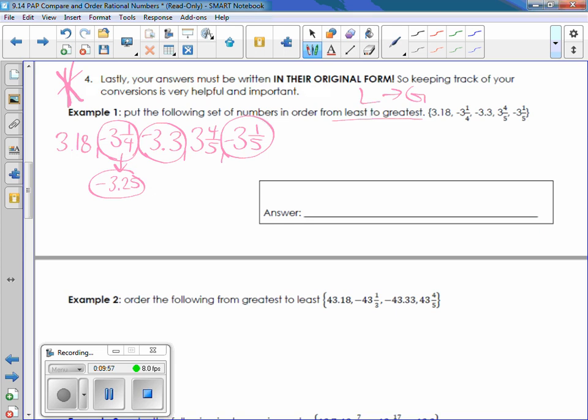Now, how can I get the 1/5 really easily to a decimal? Kate?